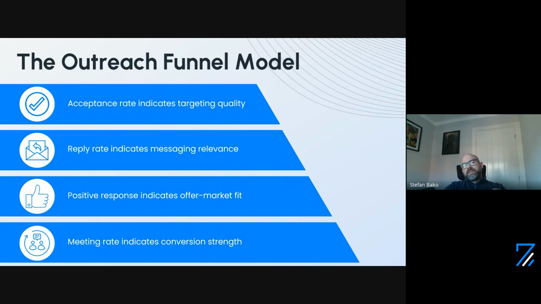This is the funnel benchmark and interpretation. This is where a lot of teams go wrong. They look at metrics, but they don't interpret them correctly. Each metric is not just a number, it's a signal. Acceptance rate is not just a percentage, it's feedback on your targeting. Reply rate is not just engagement, it's feedback on your message. Positive responses are not just interest, they're feedback on your value proposition. So what we are doing here is turning metrics into insights.